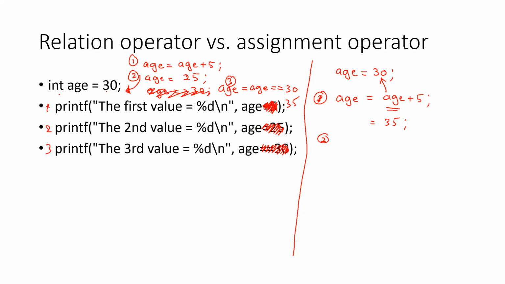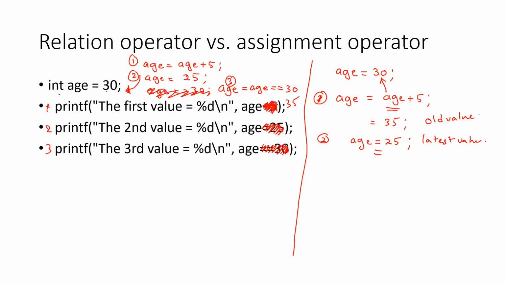Okay, the next one, number two. Next line. So H equals to 25. Apa dia buat kat sini? Yang ni maksudnya apa? This is old value. This is the latest value. So dia reassign, tukar balik dia punya nilai kepada 25.